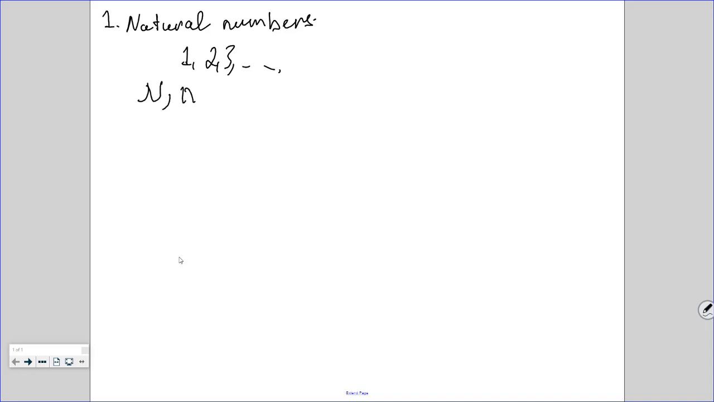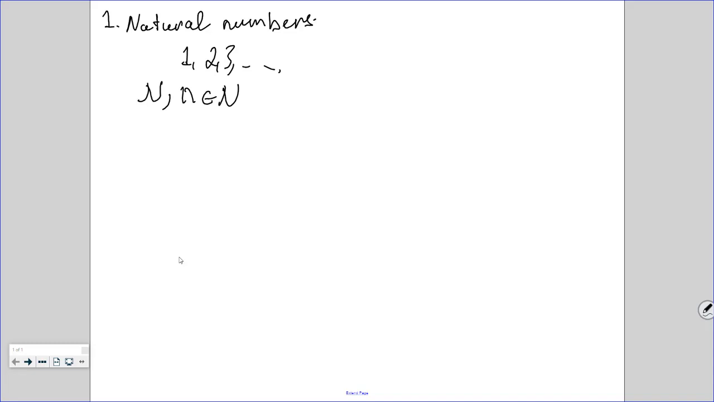So the first is natural numbers. Natural numbers are counting numbers, for example, 1, 2, 3, etc. We denote it by N, and if we say n belongs to N, it means small n is a natural number.